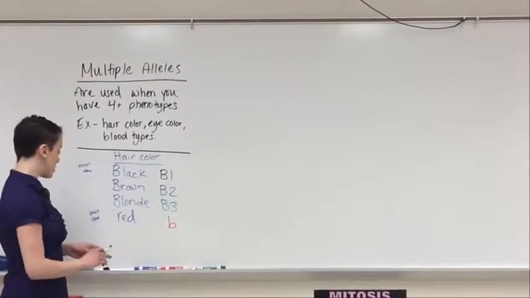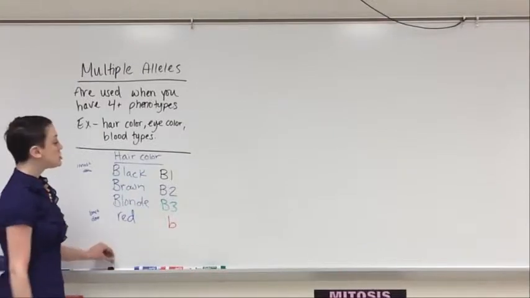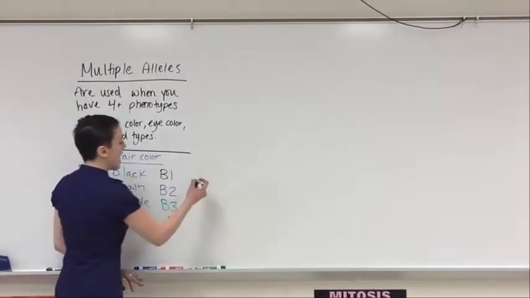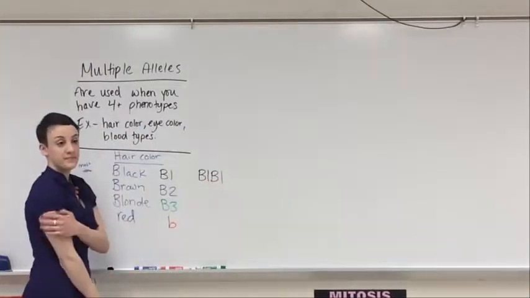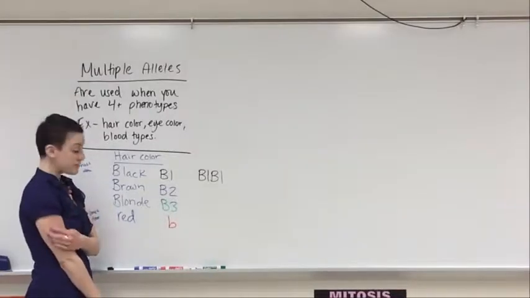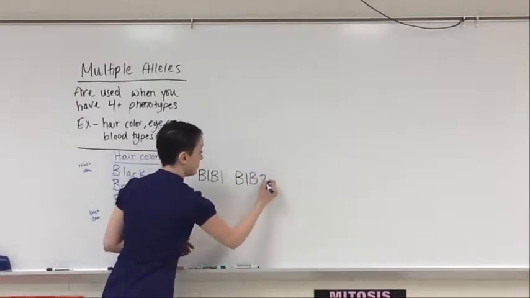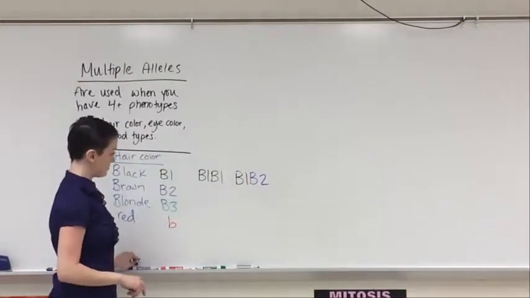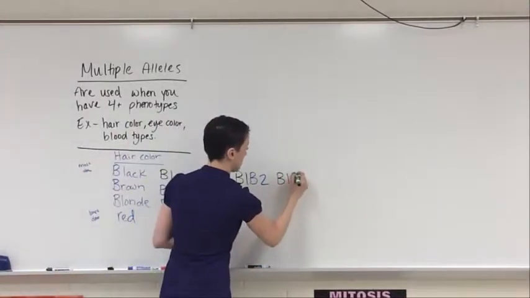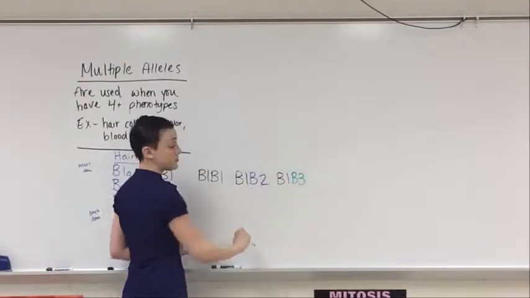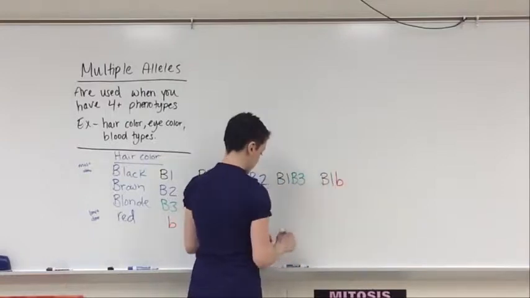So this is where it becomes a little tricky or a little bit confusing if you don't pay attention. So if I have black hair, I can have the genotype B1, B1. I can be B1, B2. B1, B3, or B1, little b.